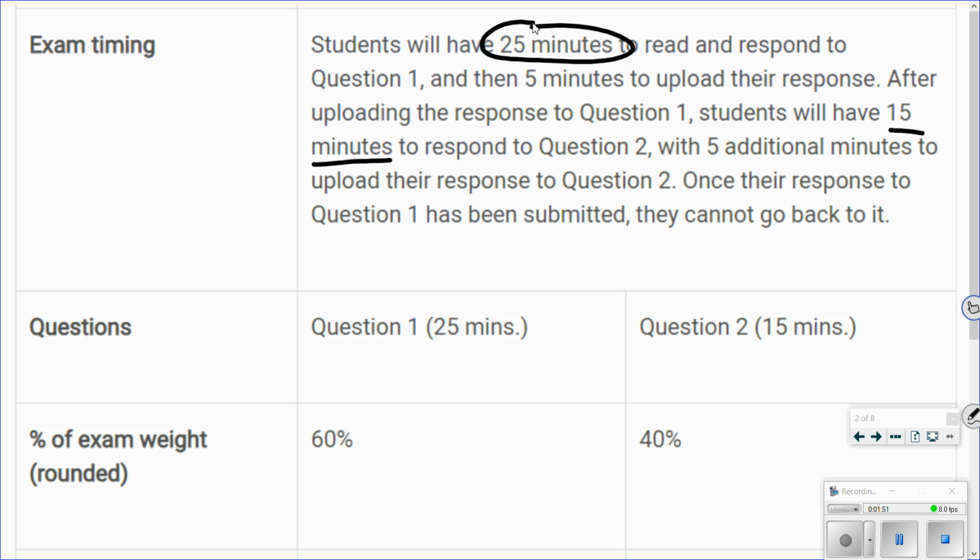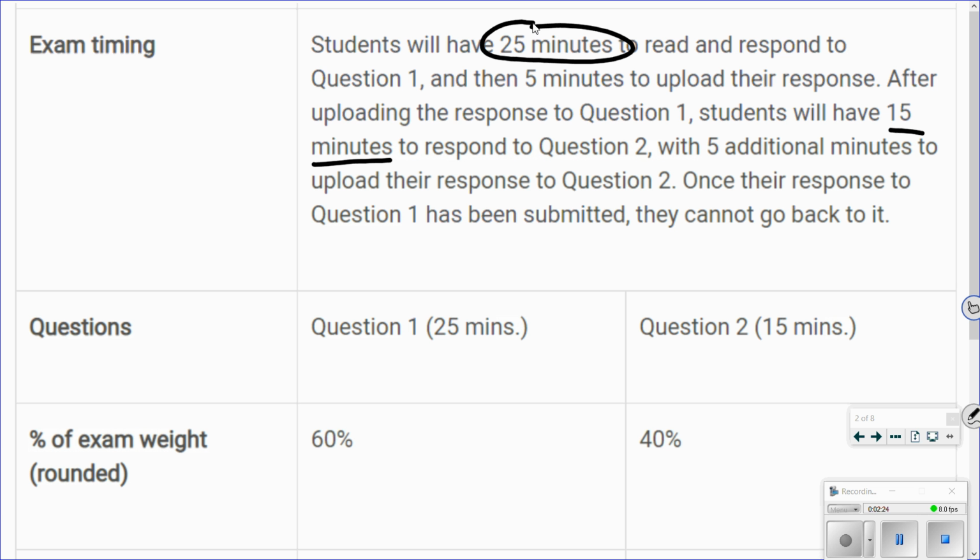If you remember back when we talked about this test, they averaged out about 15 minutes per question on the normal AP test free response. So it looks like question 1 might be a little bit longer than the normal questions. Question 2 will probably be pretty similar to what you'd see on a normal test. Like it says on here, once your response to question 1 has been submitted, you can't go back. So you only have those 25 minutes to do question 1. You have to submit it, and then you can move on to question 2.